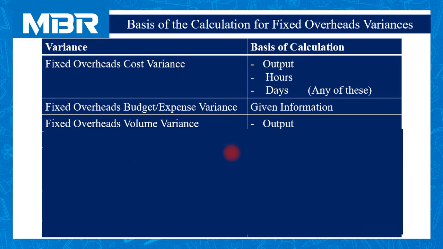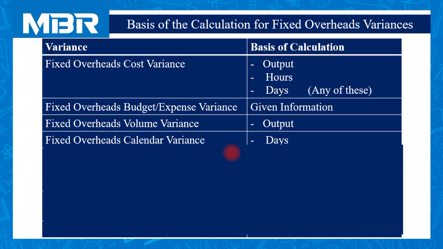Fourth, fixed overheads calendar variance. Here from the title you can judge that it is related to the calendar, and the calendar is connected with the number of working days. So naturally, at the time of calculation of fixed overheads calendar variance, we need to consider information related to days.